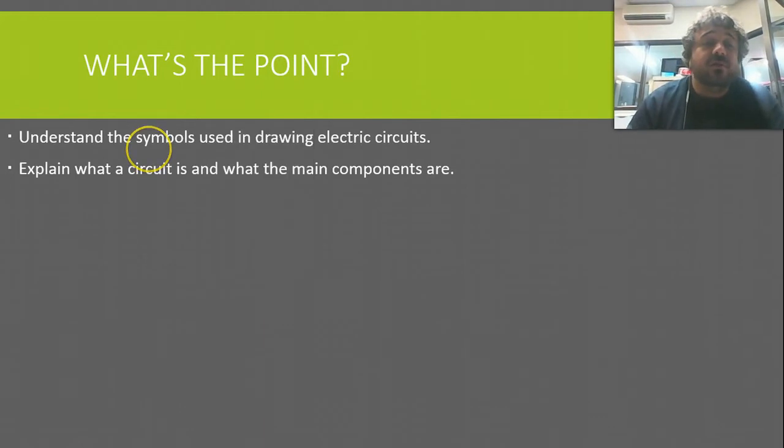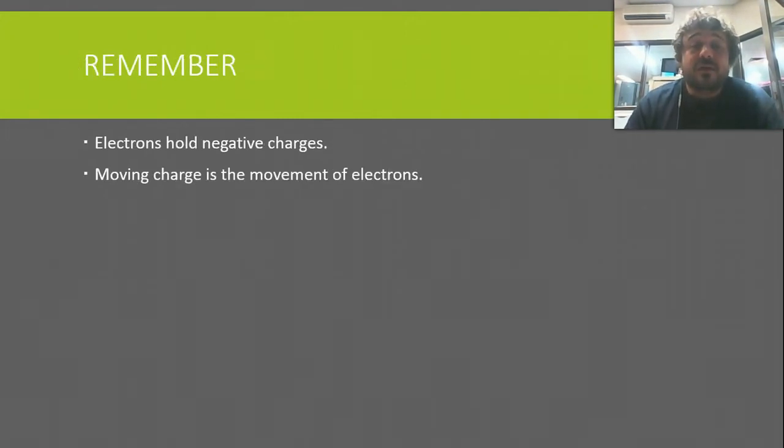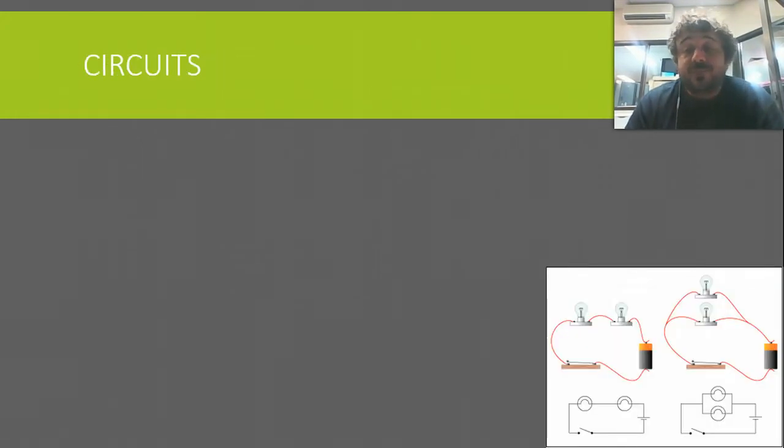Okay, so what's the point? Basically, by the end of this, we need you to understand the symbols used in drawing a circuit. You need to be able to write them up yourself, draw a circuit, and then in the next lesson we'll play with building them. You also want to be able to explain what a circuit is and what the main components are. Now you need to remember, electrons hold negative charges, and moving charge is the movement of electrons.